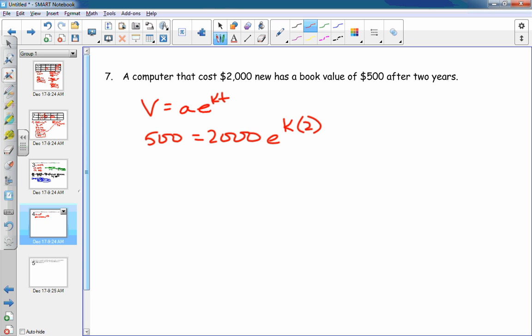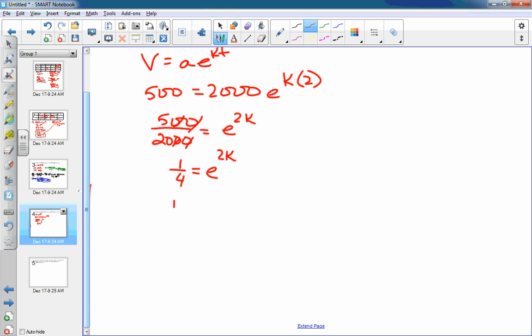So I'm going to take the same approach. I'm going to have 500 divided by 2,000, and that's going to be equal to e to the 2k. Do we see that? So this reduces down to 1/4 is equal to e to the 2k. So how do I solve this for my k? Take the natural log and then do what? I'm going to have the natural log of 1/4 all divided by 2 is equal to my k, which is my rate.